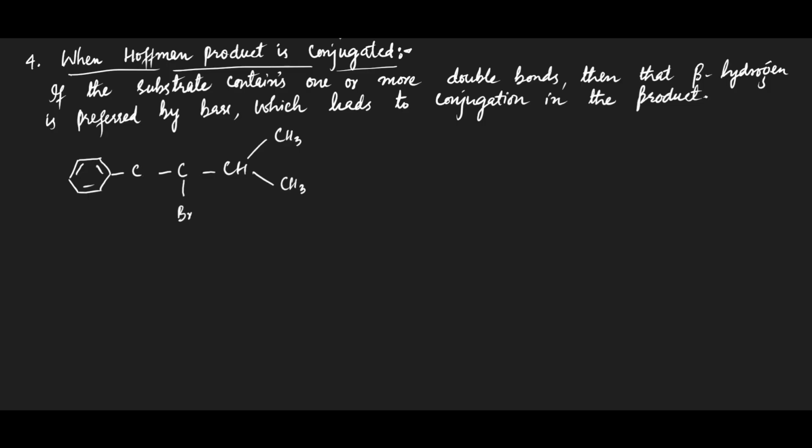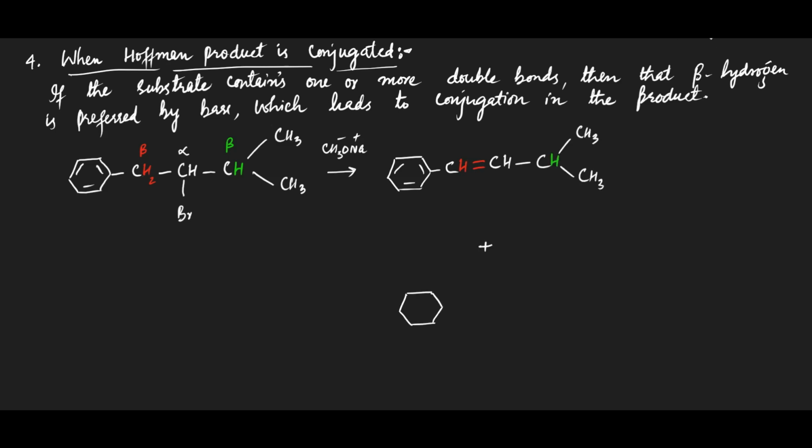It has secondary beta hydrogen shown in red color and tertiary beta hydrogen shown in green color. The abstraction of red hydrogen gives this less substituted alkene product, whereas abstraction of green hydrogen gives this more substituted alkene product. We call this Hofmann and this Zaitsev product.